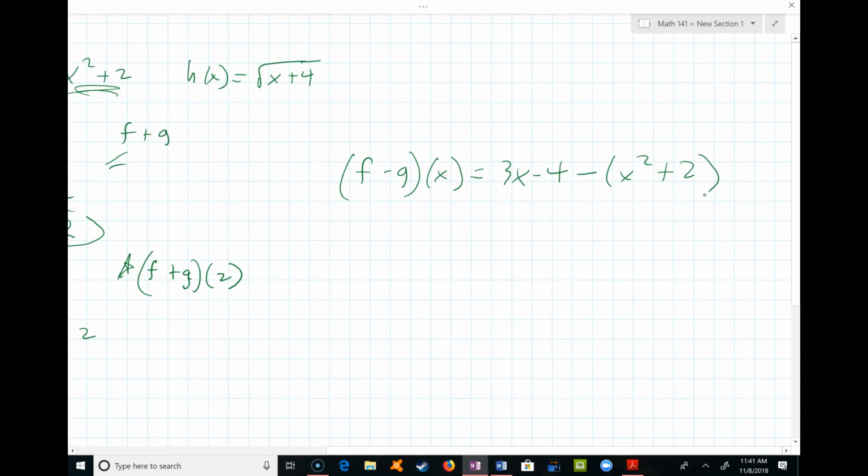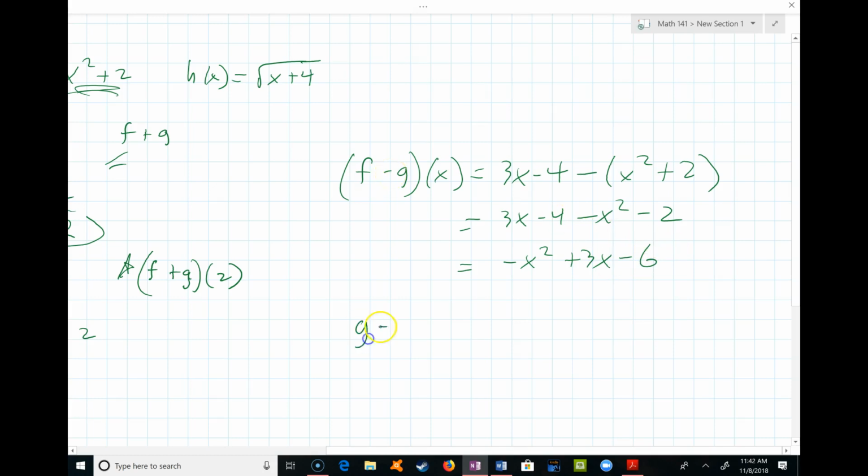So it's probably safe to put in parentheses, or if you want to, you can just distribute the minus sign right away, because what you're really doing is going 3x minus 4 minus x squared minus 2. Because you're subtracting all of g of x, that means the x squared is being subtracted and the 2 is being subtracted. So then I end up with negative x squared plus 3x minus 6. So this would be the result when I subtract g from f.